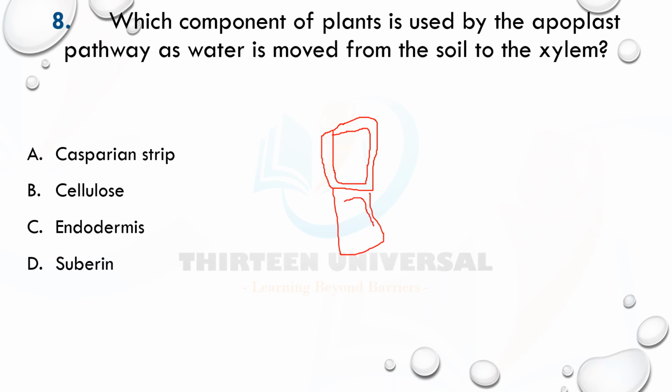If it's symplast, it is from one cell to another through plasmodesmata, but this is apoplast. So if it's going to move from this cell to that cell, it's going to move through the cell wall by apoplast, and the cell wall has cellulose. Cellulose is polar, so cellulose forms hydrogen bonds with water by adhesion, allowing water to pass through the cell wall. So cellulose is the reason why apoplast is possible. All right, the answer is cellulose, B.